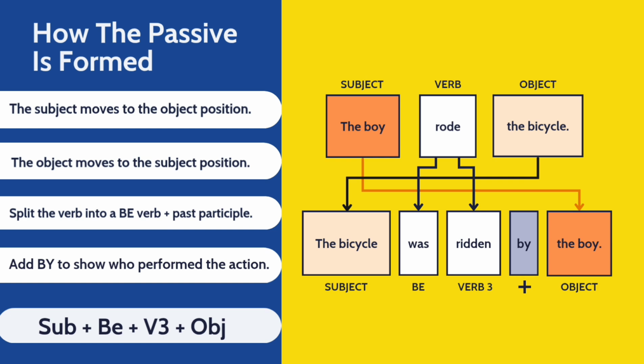It means passive voice is formed by adding the subject, be verb, past participle, means the third form of the verb, and the object.